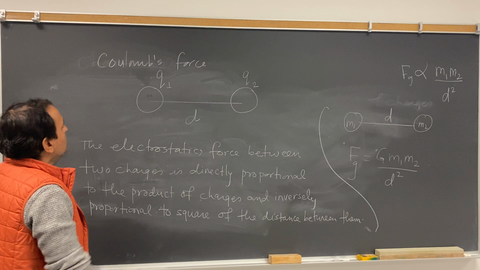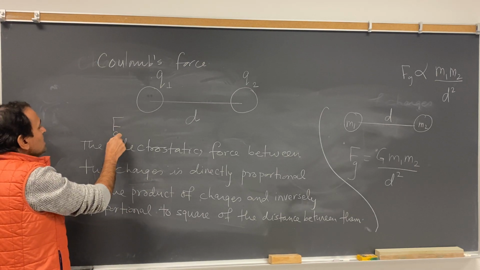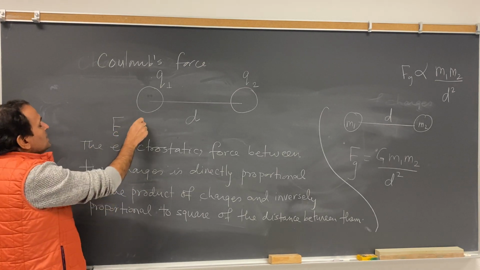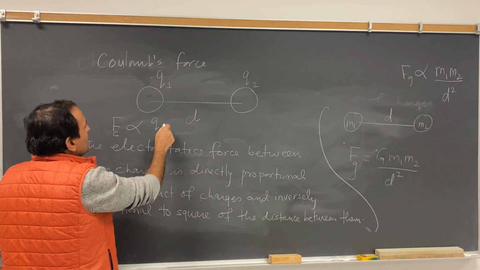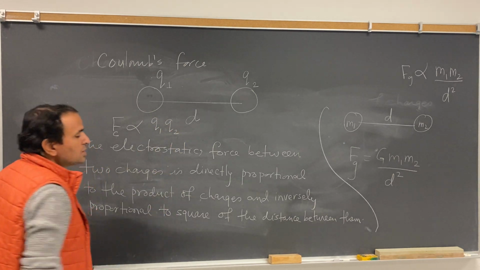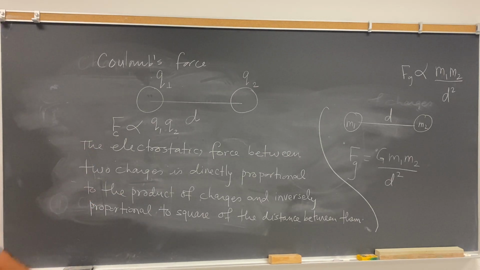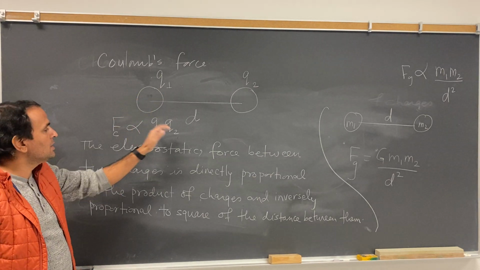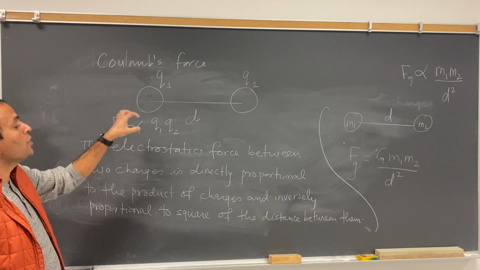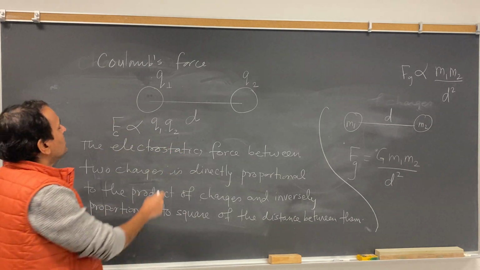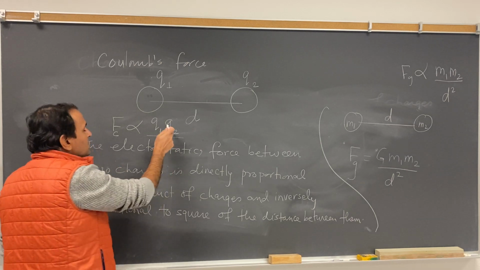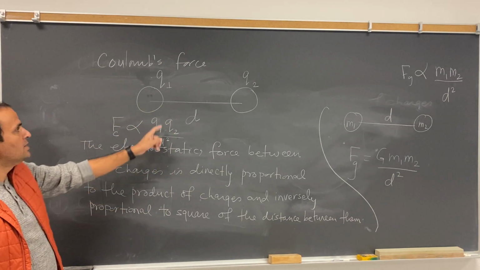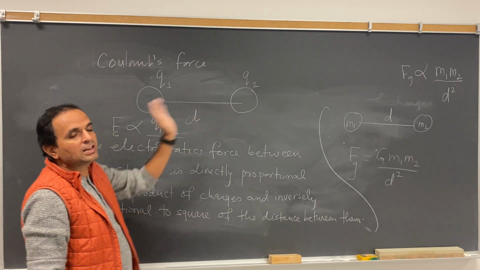And the Coulomb force, let me write down F of c, is directly proportional to the product of the charges Q1 times Q2. The electrostatic force or Coulomb force between two charged particles is directly proportional to the product of those two charges and inversely proportional to the square of the distance between them: Q1 times Q2 divided by d square. This d is the distance between these two charged particles.